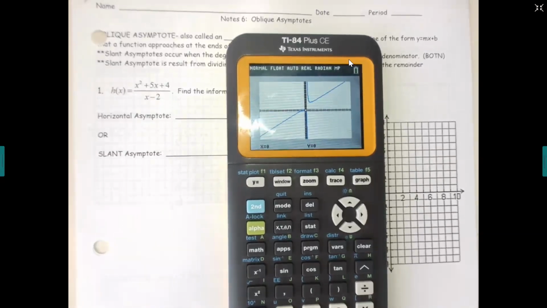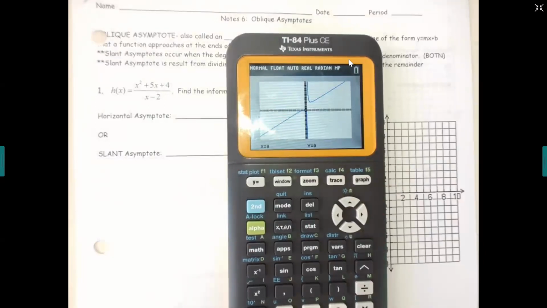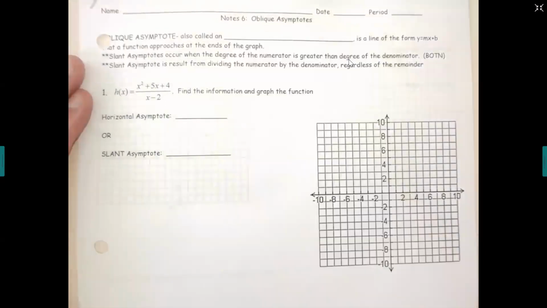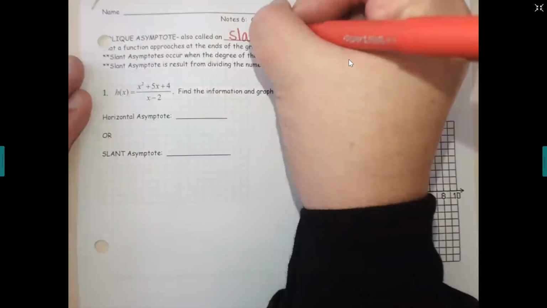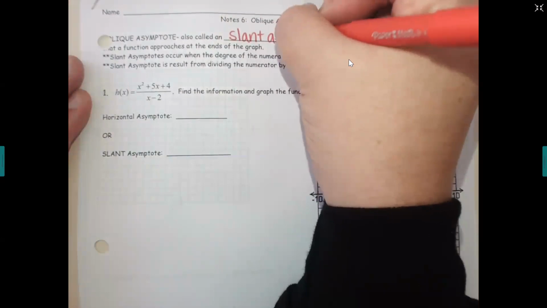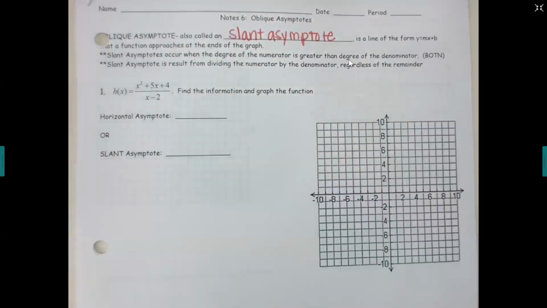Okay, so let's fill in some blanks at the top here. This on your screen is what an oblique asymptote looks like. It's still a line your graph gets closer and closer to. Sometimes we're going to call it a slant asymptote. But the formal vocab for that is oblique. Okay, but they're the same thing.